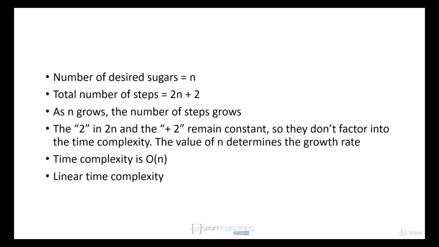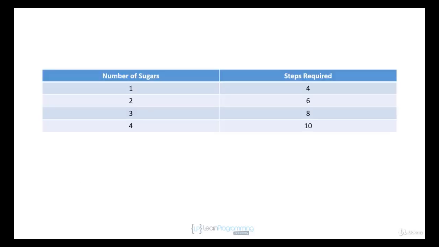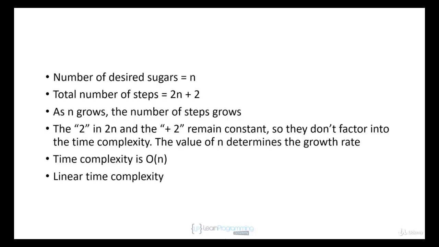It's n that's influencing the number of steps, and so in this case, we say that the time complexity for this algorithm is O of n. And because the time complexity for this algorithm increases in a linear fashion, we consider this to be linear time complexity. So a time complexity of O of n is linear time complexity. And if we go back to our table, we'll see that we go 4, 6, 8, 10, and of course we're going to keep going 12, 14, 16, 18. That's a linear progression. It's a linear sequence. And so the time complexity of our adding sugars to tea algorithm is O of n.